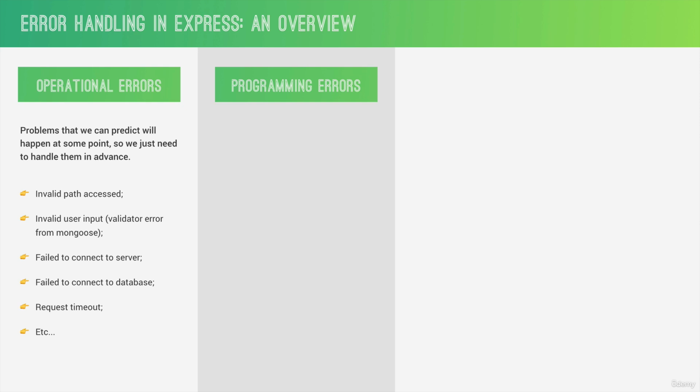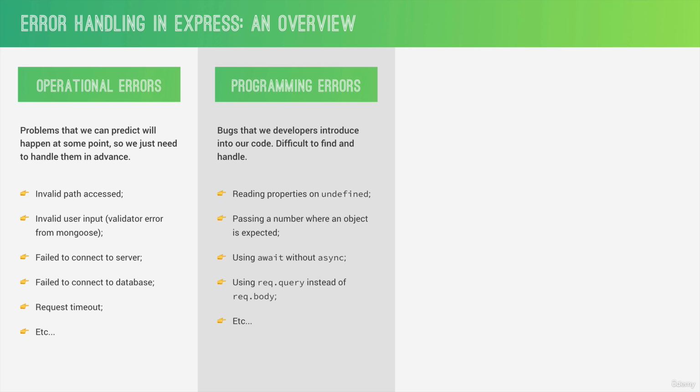Anyway, on the other hand, we have programming errors, which are simply bugs that we developers introduce into our code. Like, for example, trying to read properties from an undefined variable, using await without async, accidentally using request.query instead of request.body, or many other errors really that we might make. So you know how it works, right? And they are really inevitable, but also more difficult to find and to handle. Okay, so it's important that you understand this crucial difference between operational errors and programming errors.